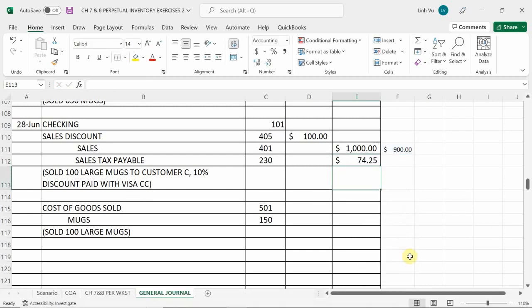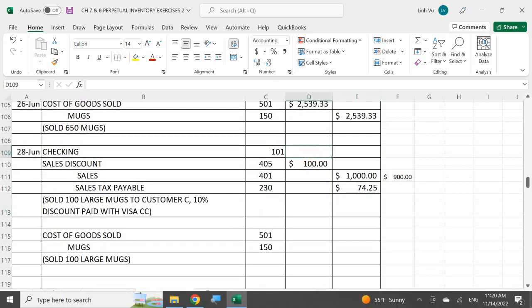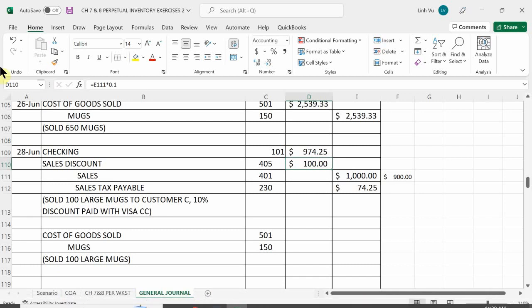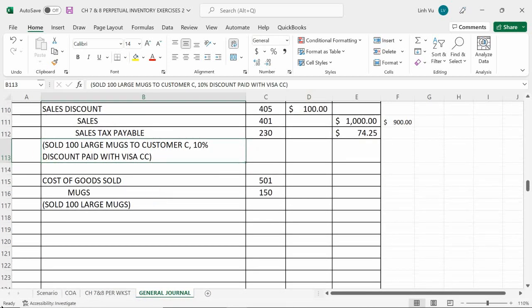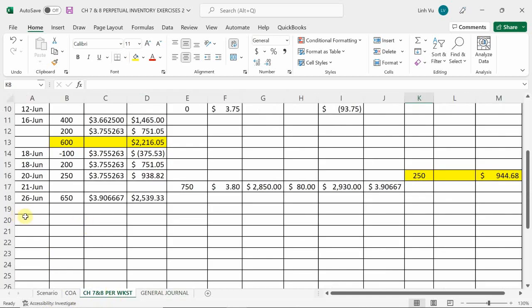You'd be charging $74.25 worth of tax. And so how much money should be going to you is going to be $974.25. Okay? And now we need to calculate what the cost of those 100 coffee mugs cost me.